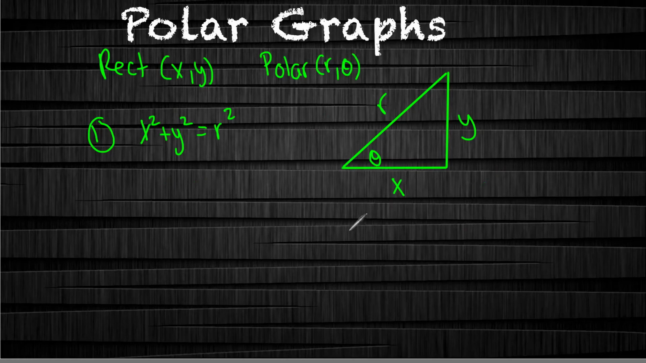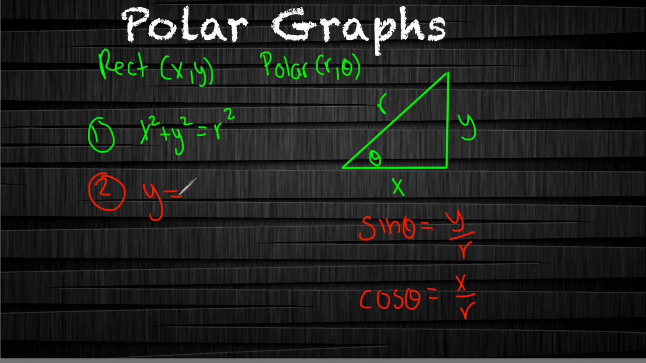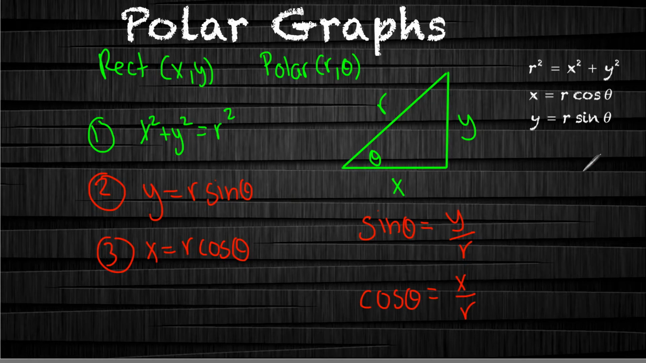The second thing we see is we can say, let's say we have sine of theta, and we know that's going to be the opposite side over your hypotenuse, and cosine of theta is going to be your adjacent side over your hypotenuse. So now we see that relationships 2 and 3 are going to be that y is going to equal r sine of theta, and x is going to equal r cosine of theta. And so from now on, we can use these 3 relationships as we are converting back and forth from rectangular to polar and vice versa.